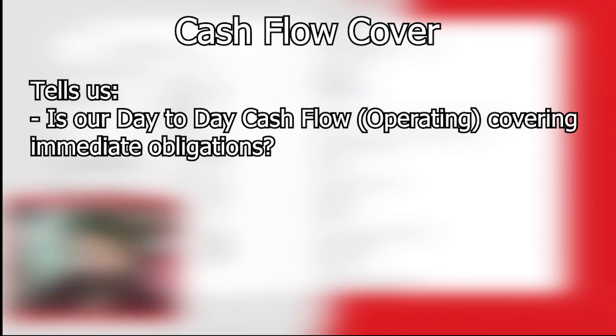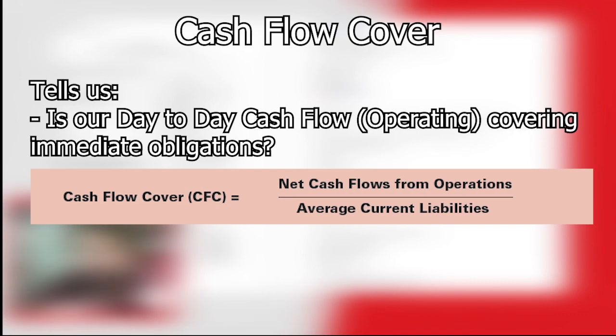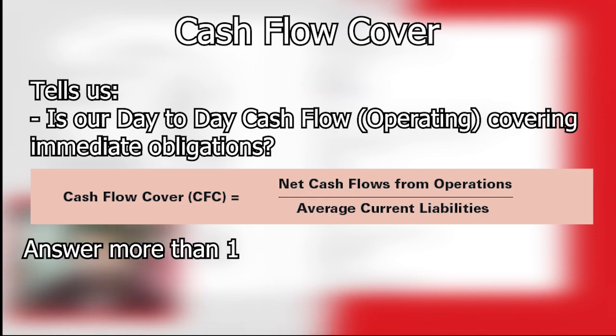This is the indicator that tells us, is our day-to-day cash flow, our operating activities, able to cover our obligations of the present? And that is our current liabilities. So we have net cash flow from operations divided by the average current liabilities. And this is an answer to 1, so like a ratio, to 1. Now, you want a number that is more than 1. That means if it's exactly 1, you're able to meet your obligations, and the more times you meet it, the healthier your cash position is.